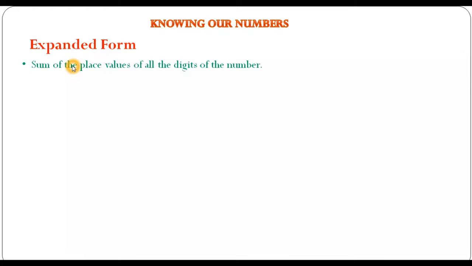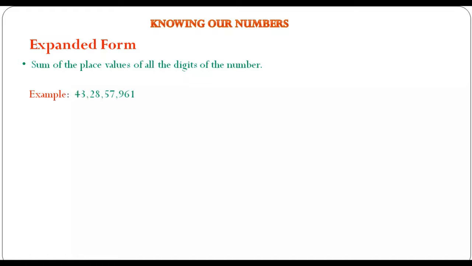So, students, the expanded form of a number represents the sum of the place values of all the digits of the number. That means expanded form is nothing but just the sum of the place values. It means you have to sum the place values of all the digits of the number and you will get the expanded form of that particular number. Let's make it clear with the help of an example.